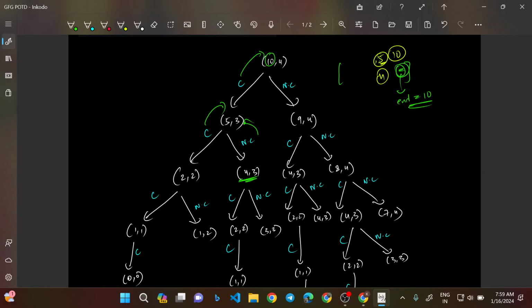And also if you're not trying to consider 4 and you're trying to consider 3 to put here, then also we have a case for that. So NC means you're not considering 4, you're directly considering 3. So I hope you people have understood how we drew this tree. So the tree is basically in this fashion.